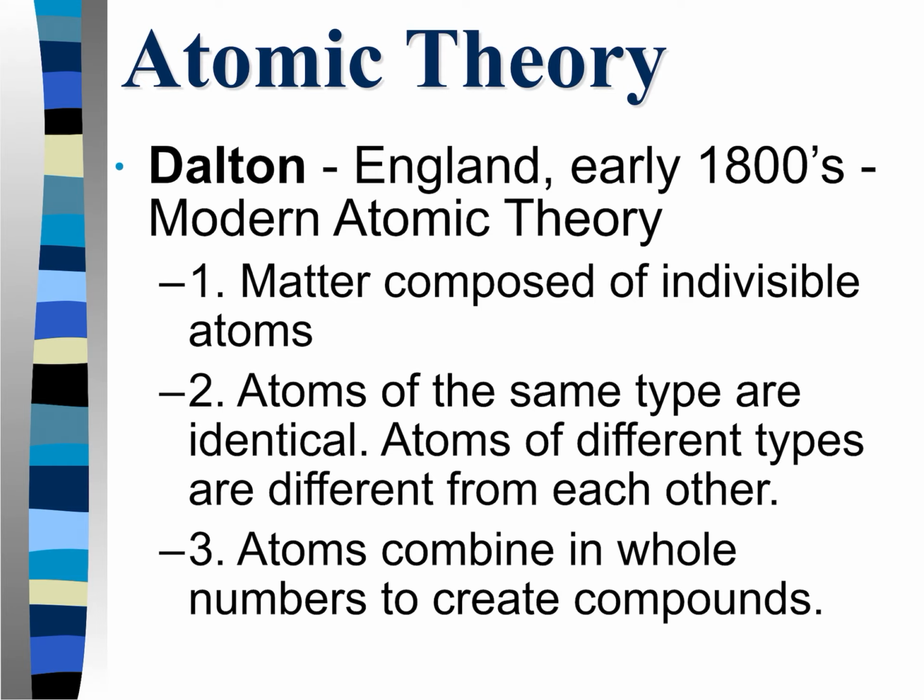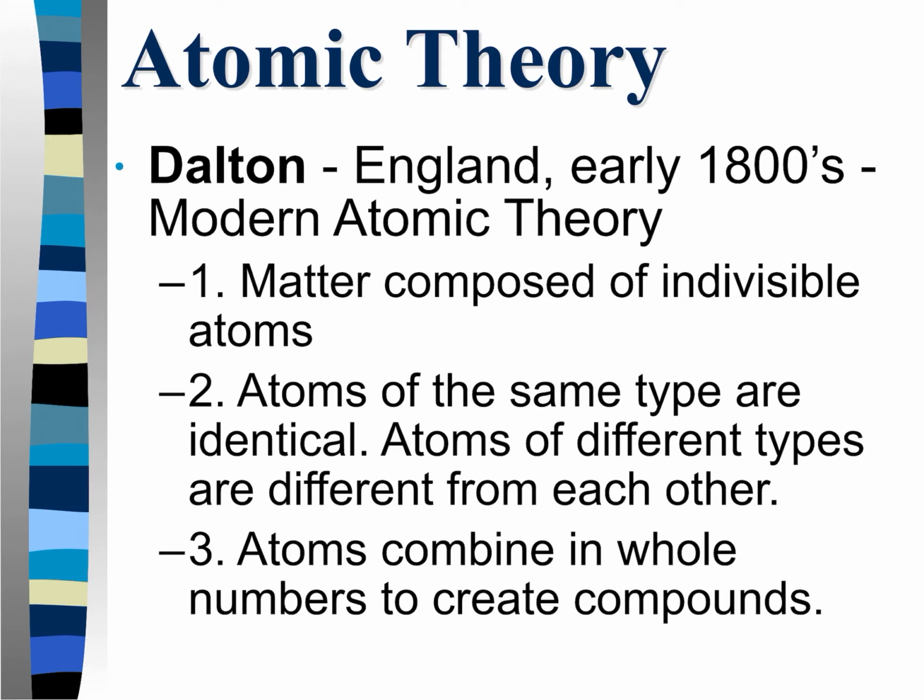He said that one, matter is composed of indivisible, not invisible. We know we can't see an individual atom because it's so small, but we can't see it because we can't detect it. Not because it's invisible. It's indivisible, which means you can't break it down any further. Two, atoms of the same type are the same, so gold atoms are all the same as each other. And different types of atoms are different from each other. Gold is different than silver. And three, that atoms combine together in whole number units to create compounds.